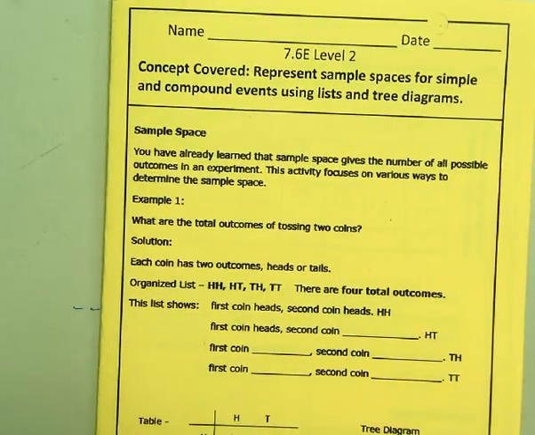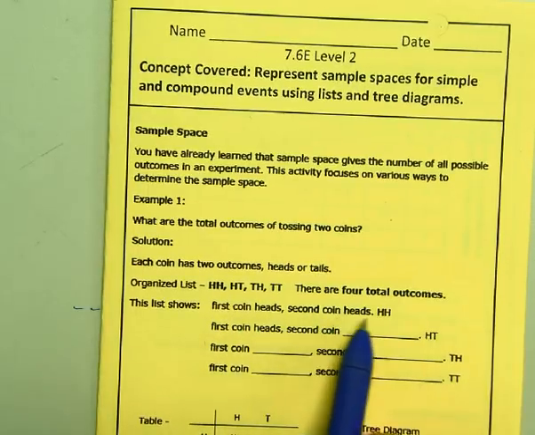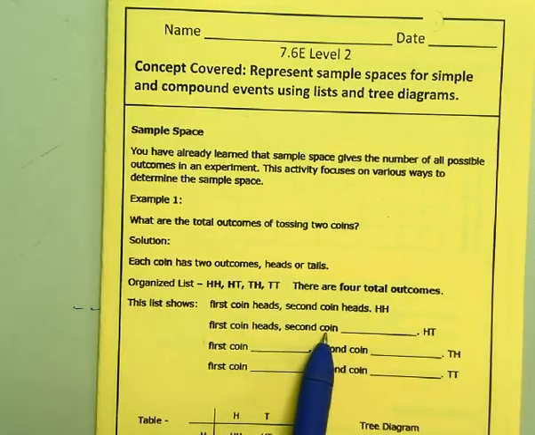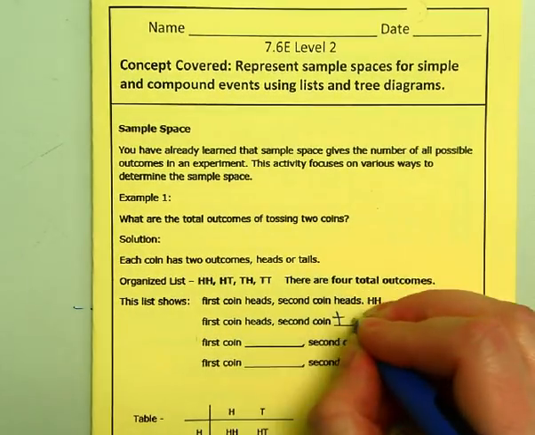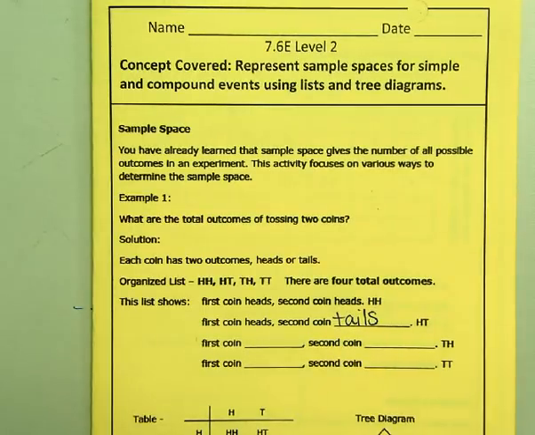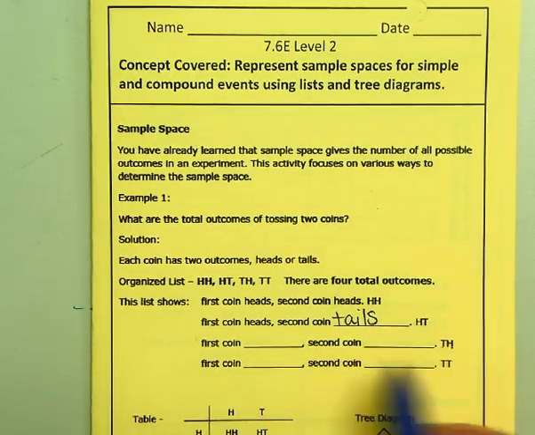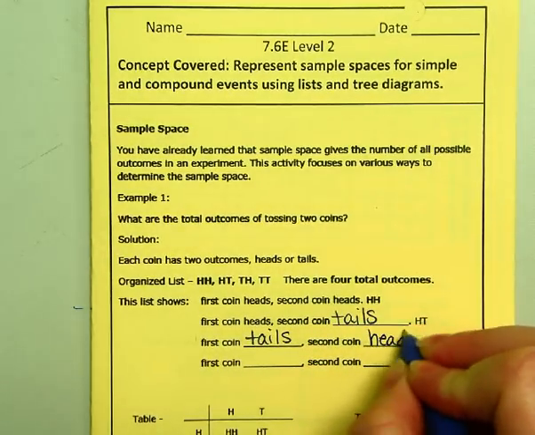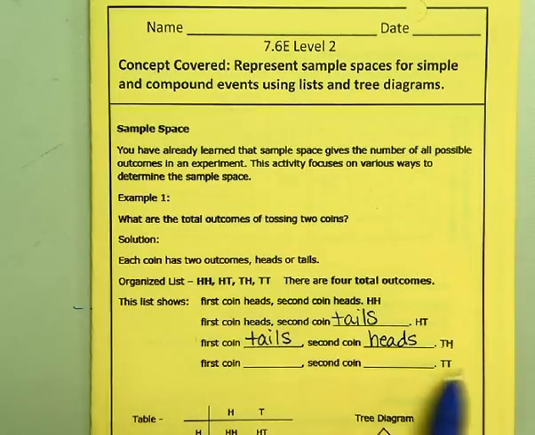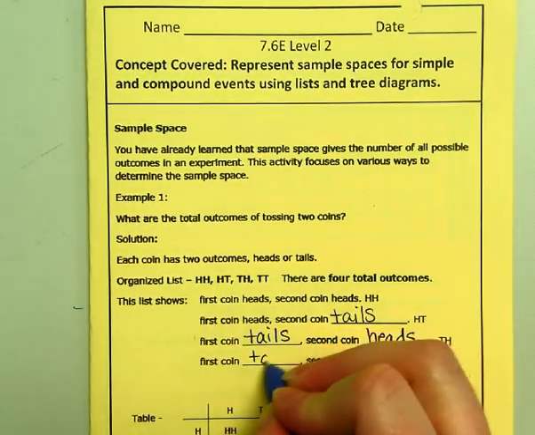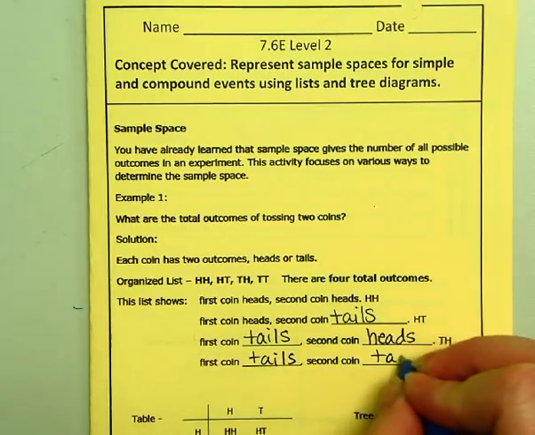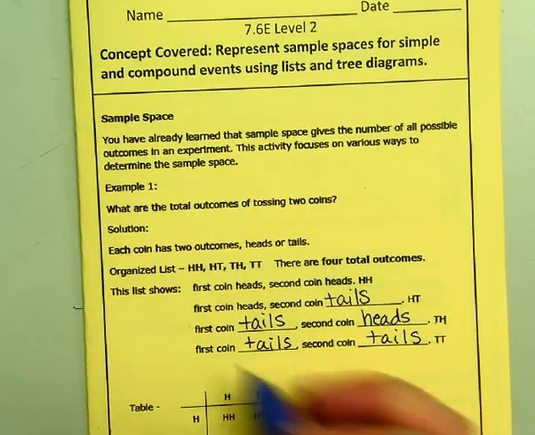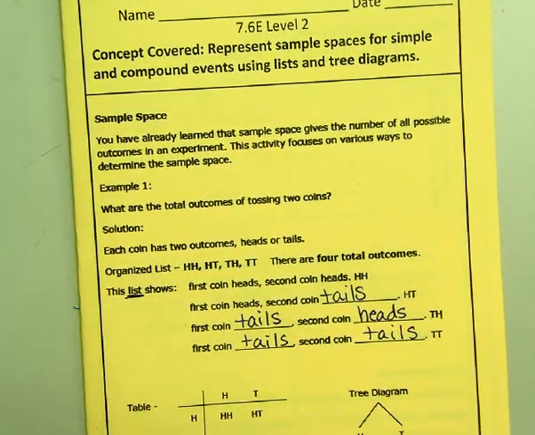So this list shows first coin heads, second coin heads. So that's heads, heads. Next one, first coin heads, second coin, since that's a T, that would mean tails. The next one says TH, so first coin is tails, second coin is heads. Then the last one is TT, so that means first coin is tails, second coin is tails. So this is the list. Okay, so this is the list way.